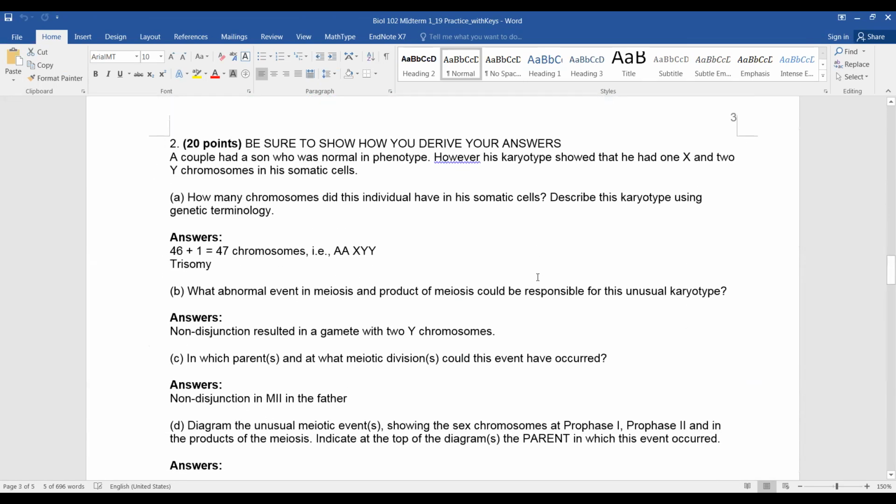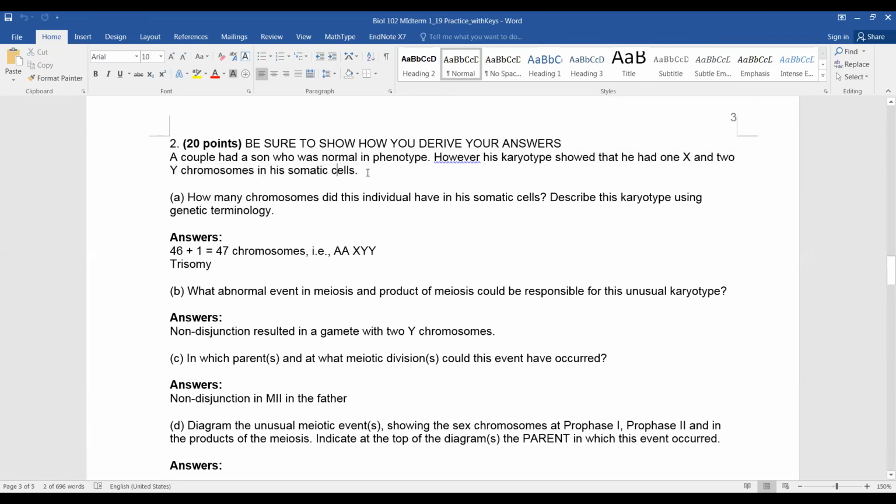All right, the second question is, so I'm going to give you a situation here. A couple had a son who was normal in phenotype, so you cannot see any abnormal phenotypes. However, when we check a somatic cell for this male individual, his karyotype shows a little bit different than the normal. So this boy had 1 X chromosome, but 2 Y chromosomes.